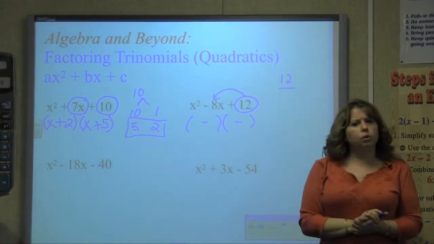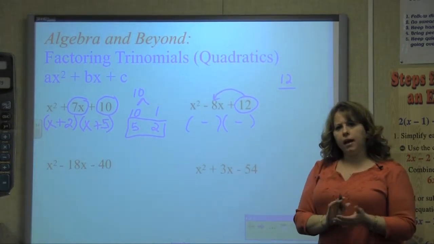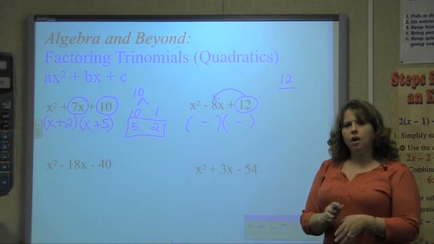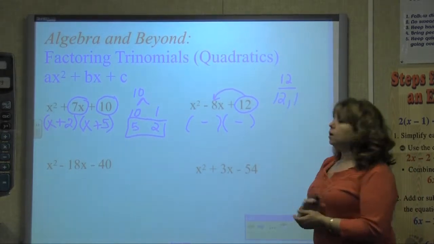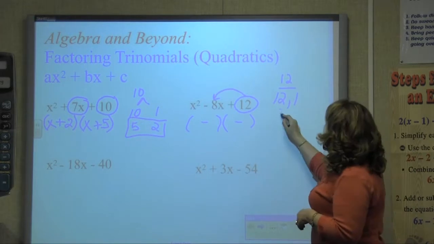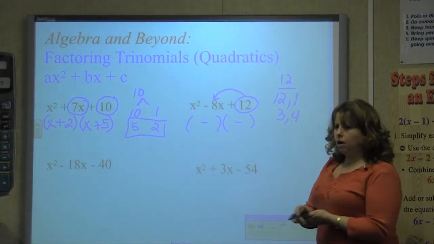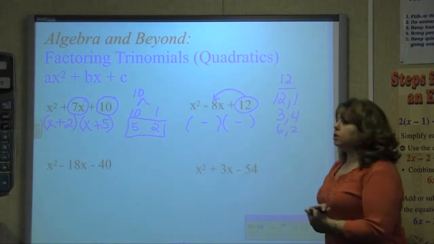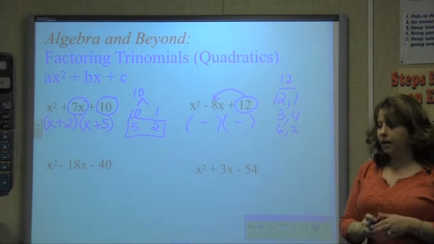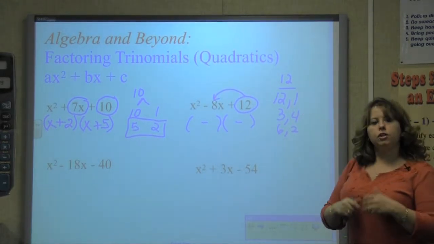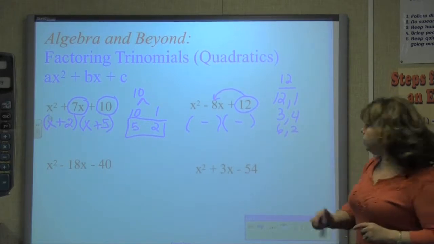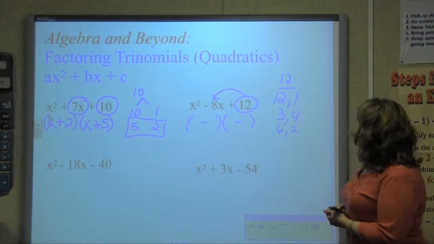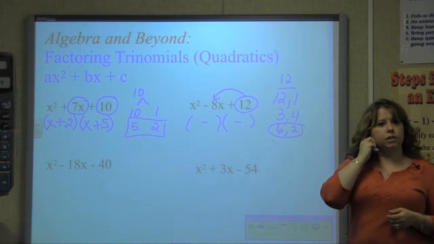So think about the number 12. The pairs that make 12 when we multiply together, there's a few more than there were for 10. 12 and 1 is a possibility, 3 and 4, and 6 and 2. Those are the only integers that we can multiply together that will give us 12. So you look at the possibilities, and you're looking for the ones that add up to 8. Well, the only ones that add up to 8 are 6 and 2.